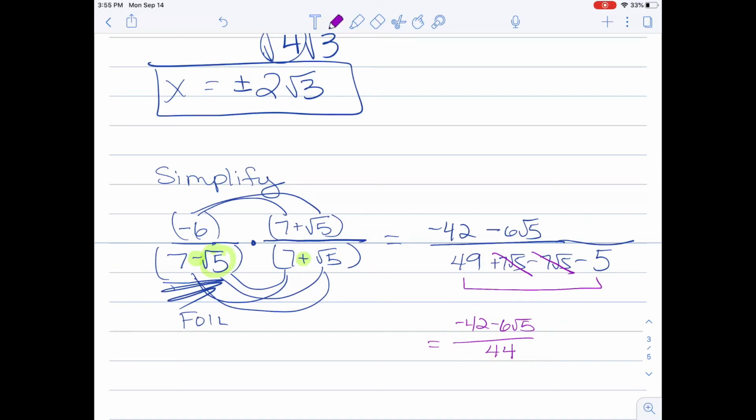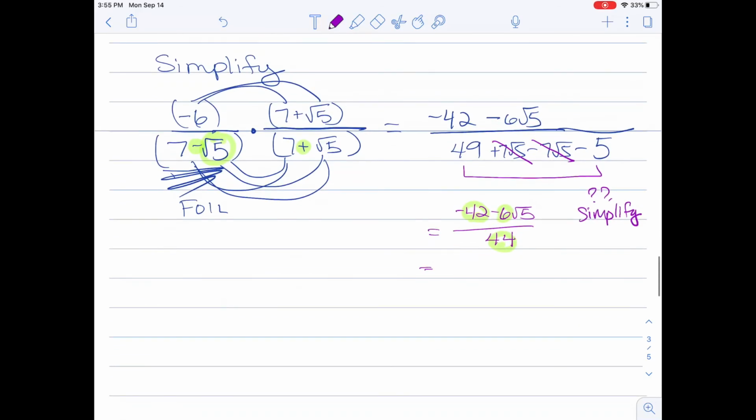Now, you know what? I almost forgot one more thing. We have to ask ourselves, can we simplify? And in this case, because this is an even number, this is an even number, this is an even number, we can reduce it all by at least a 2. So if I reduce everything by 2, this is going to be a -21. This will be a -3 root 5. And this will be a 22, which is now in simplest form.